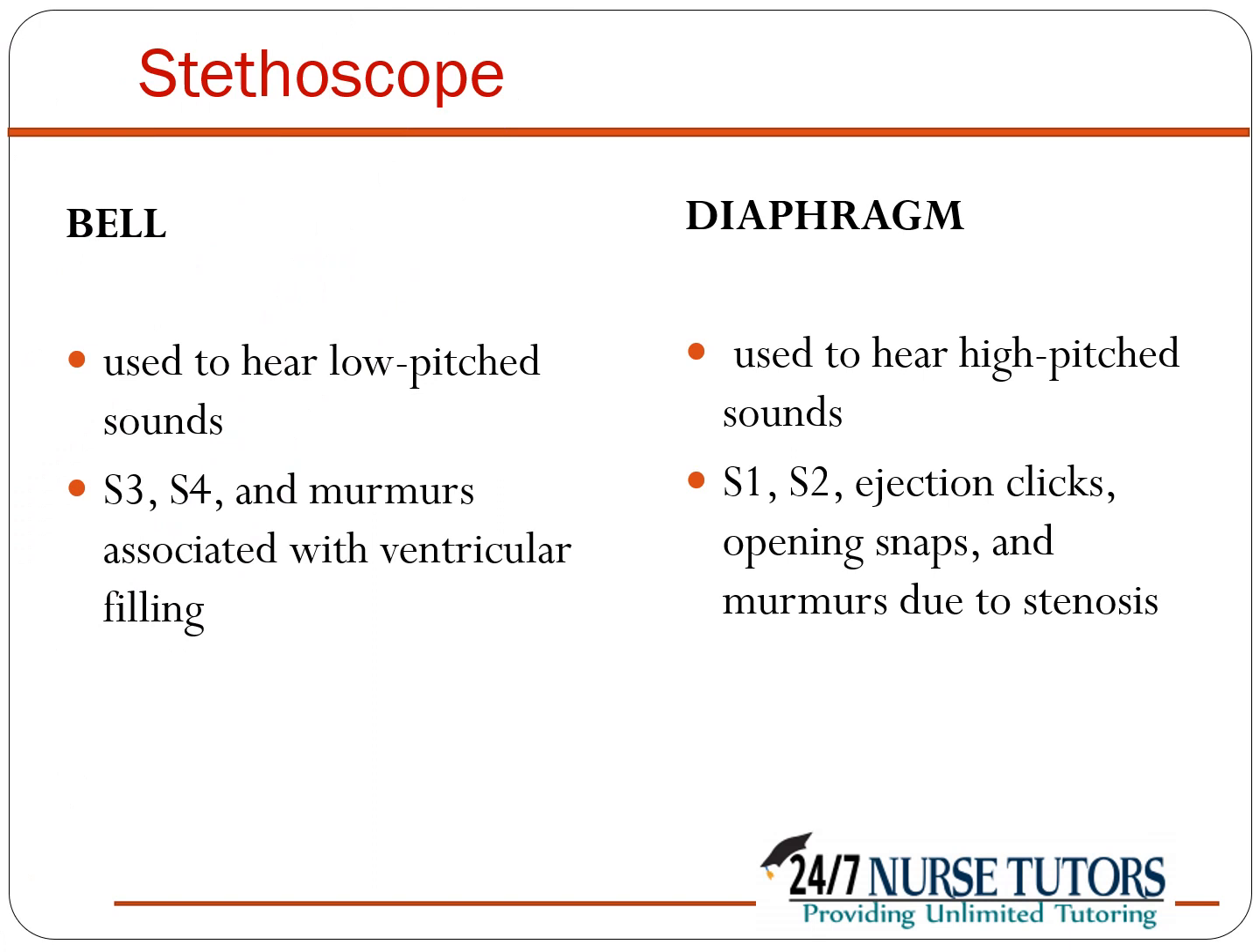Before we further discuss the types of heart sounds and murmurs, let's look at how you listen for them. You will use your stethoscope and you will use both the bell and the diaphragm to listen with. I recommend a high-quality stethoscope to really be able to hear these sounds well. The bell of the stethoscope is used to hear low-pitched sounds, S3, S4, and murmurs associated with ventricular filling. The diaphragm is used to hear high-pitched sounds, S1, S2, ejection clicks, opening snaps, and murmurs due to stenosis.